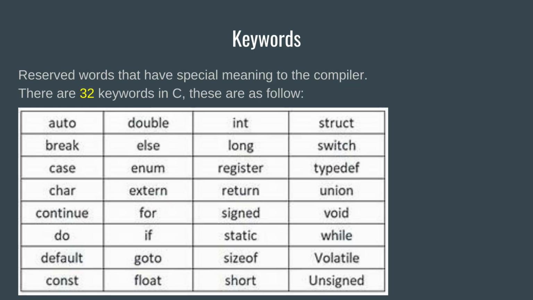There are 32 keywords in C language. The following table shows you all the 32 keywords that are there in C. If you notice closely, you may see that we have already used a few of them, like int, float, and char.